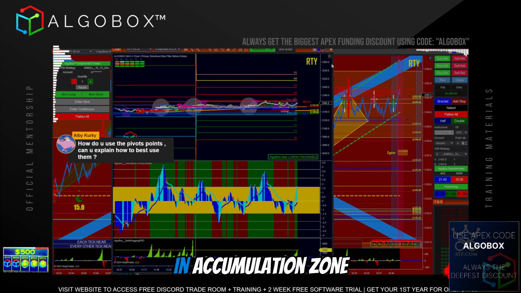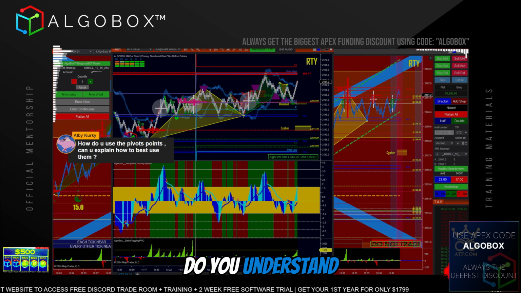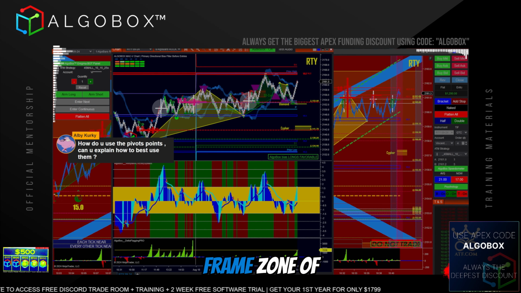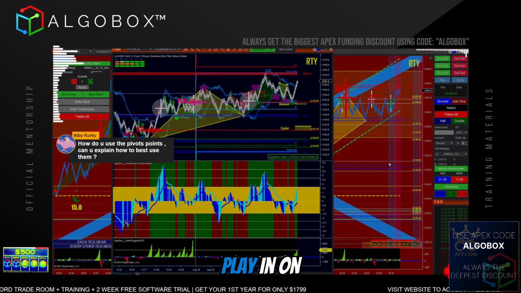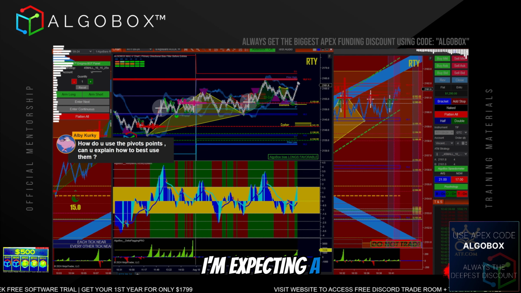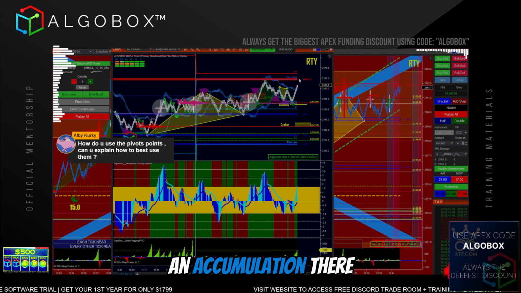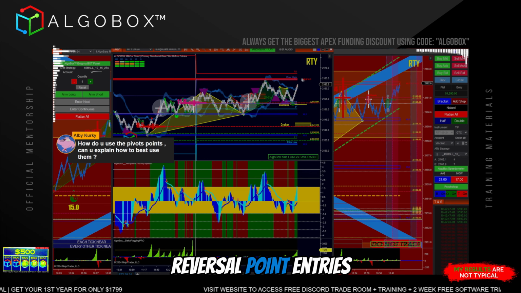But that's fine, right? An accumulation zone on a higher time frame is a pretty wide zone, is it not? Do you understand that a higher time frame zone of accumulation is a very wide zone to play in on the lower time frame? So if we come into one of these, I'm expecting a pivot reversal and/or an accumulation there, higher time frame. Either way, I'm going to get some reversal point entries.